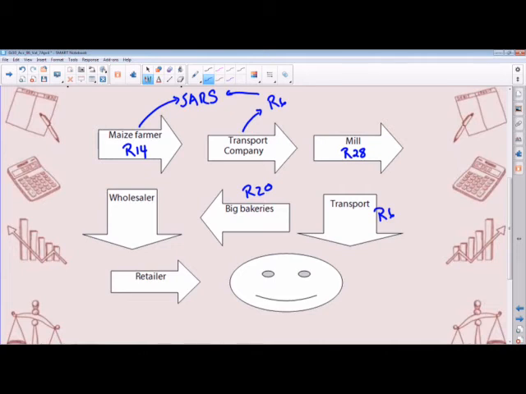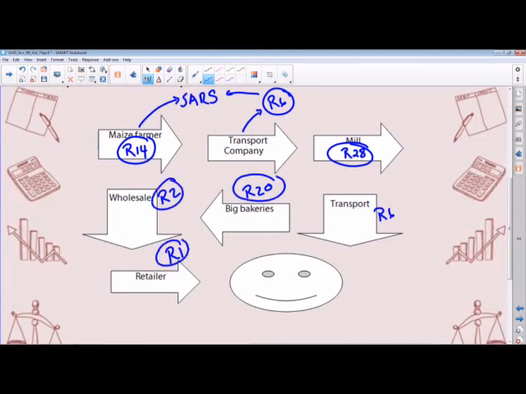Now the big bakeries sell it to the wholesaler. The wholesaler will add their price, and therefore they add value to it, and the VAT they add is 2 Rand, and then they'll sell it to a retailer. Maybe the retailer will add 1 Rand because that's the value they add, and the amount they'll have to pay to SARS is 1 Rand. Now that's all the amount. So let's go and check it out. So it's 14 Rand VAT added, then they add another 6 Rand for VAT, so it's already 20, then we get another 28, so it's 48, then another 20 is 68, then we get to 70, then to 71.